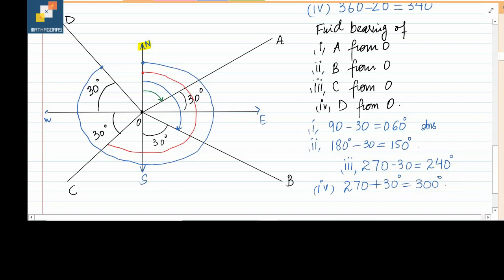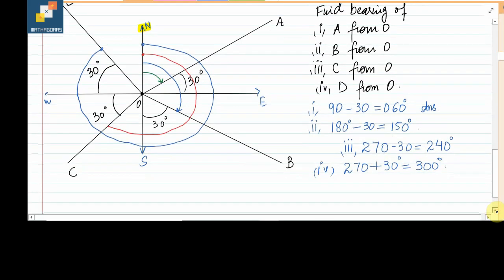So these four parts, I hope that now these four parts are clear to you, right? Now I'm not going to explain further in this diagram, so I'm going to make another one.